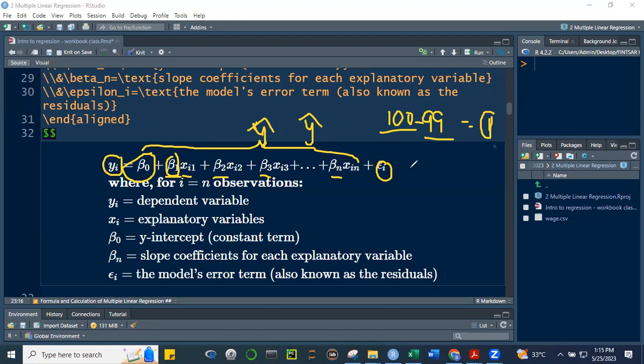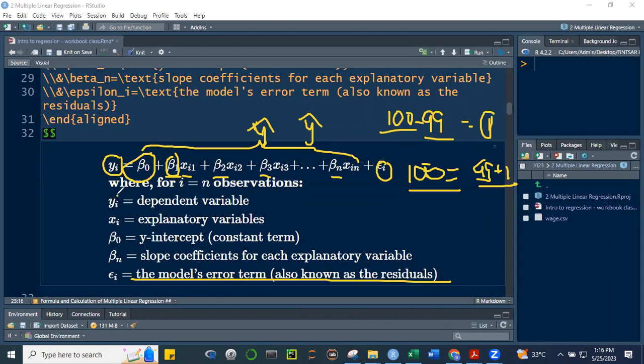Right? 100 is the actual, 99 is the predicted. To make them equal, we add 1 to it, right? Plus 1, so it becomes 100 as well. So that's what this means. The epsilon here, epsilon sub i, is your residual. The model's error term, also known as the residuals.